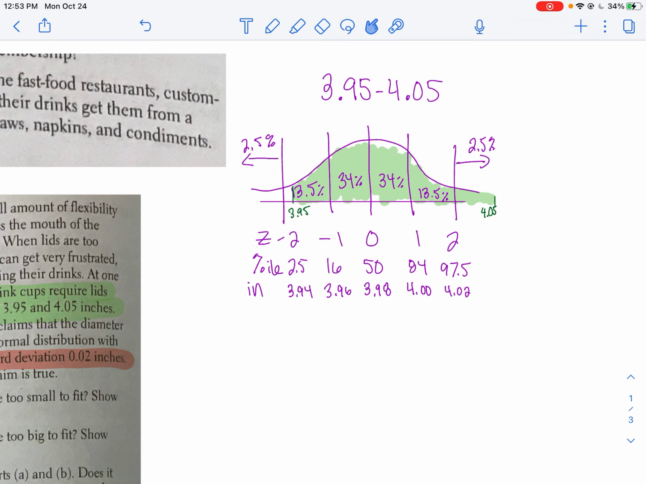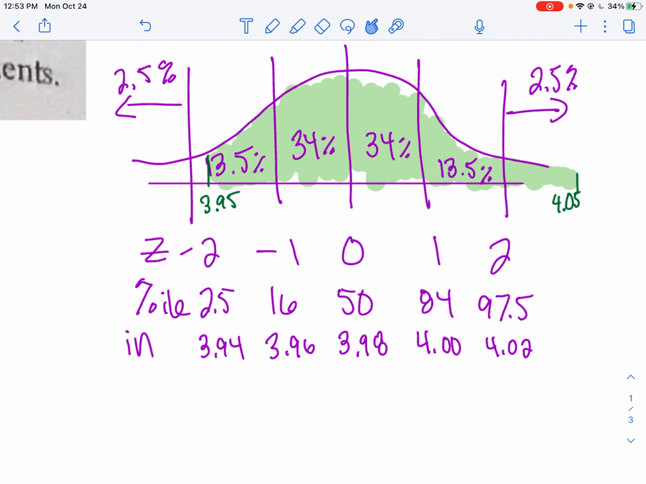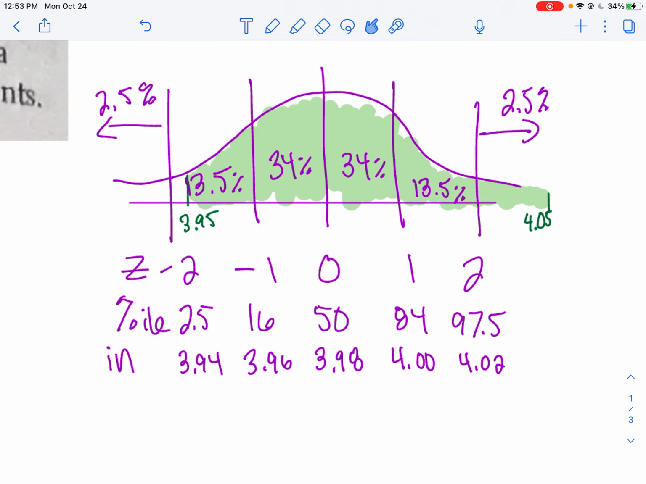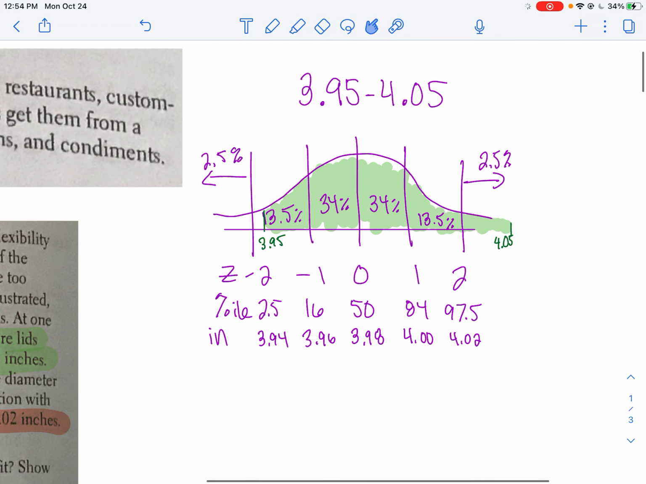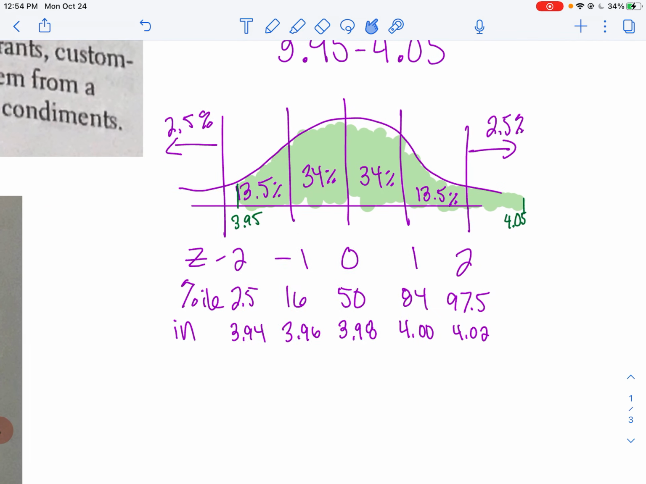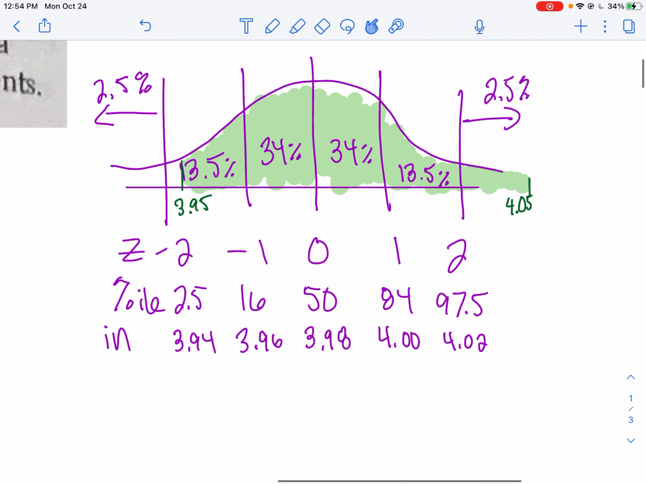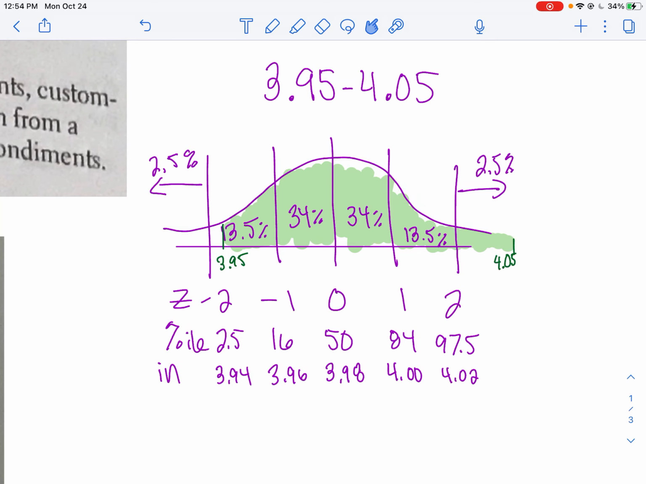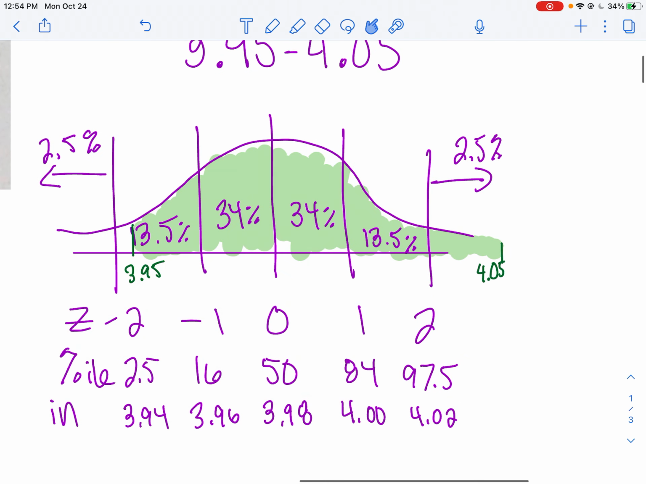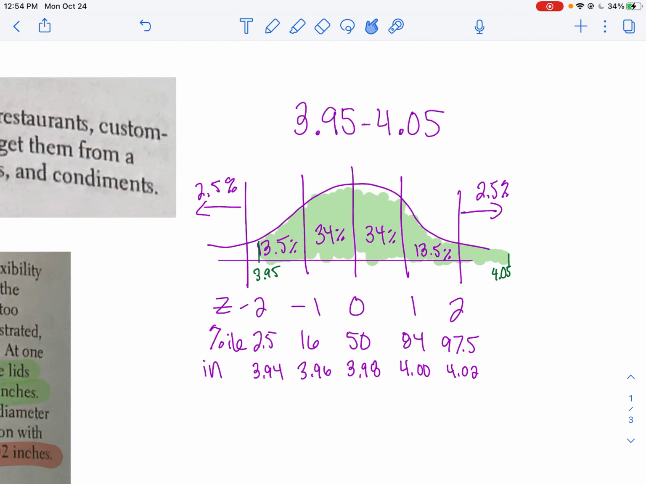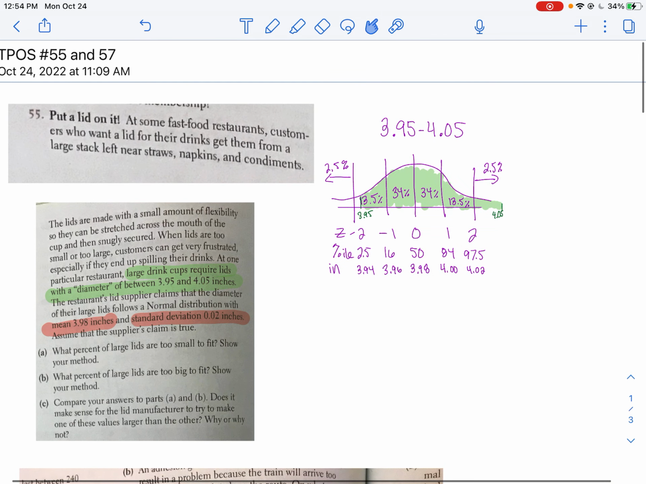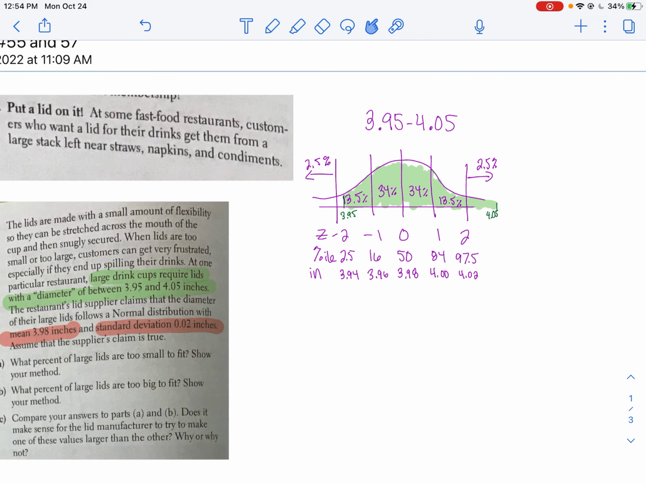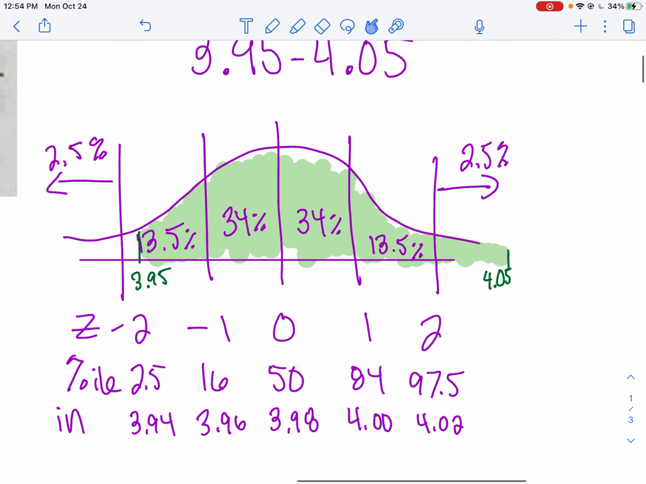So what I did was I accounted for my z-scores, accounted for my percentiles, and then I accounted for the inches based on the manufacturer's claim. So they said it was 3.98 with a standard deviation of 0.02. I also shaded in specifically where the large cups would fall, because it says large drink cups require lids with a diameter of 3.95 to 4.05. So I accounted for that here.